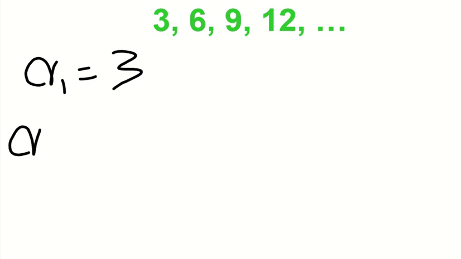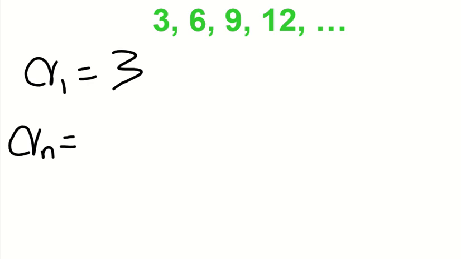There are two different ways we can write our sequences. We can write them explicit or recursive. Recursive are the ones that have the a sub 1. They tell you what the first term is. So we start off, we'd have the a sub 1 equals, and that's the first term. So what's the first term here? 3. It's that easy.